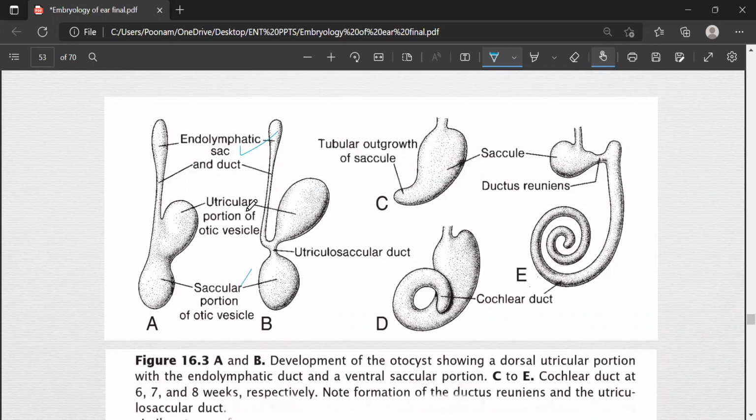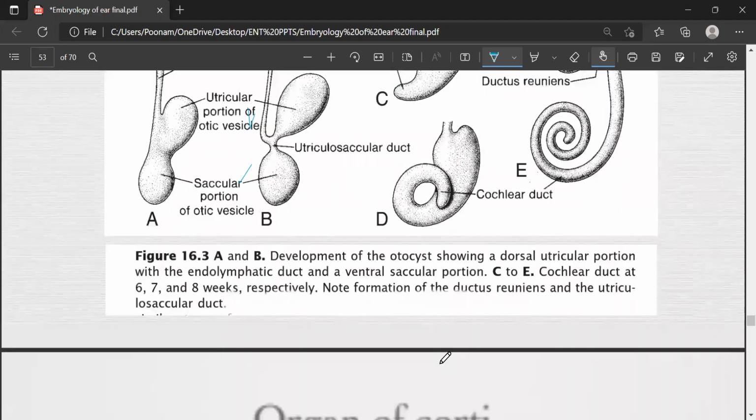This is the saccular portion of the otic duct. This is the tubular portion. Then this forms the cochlea.